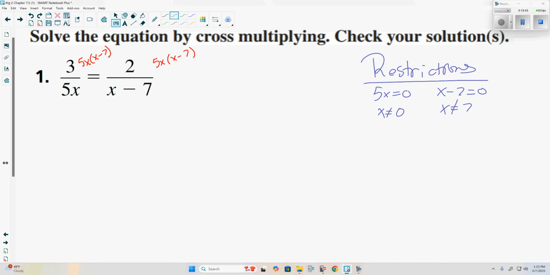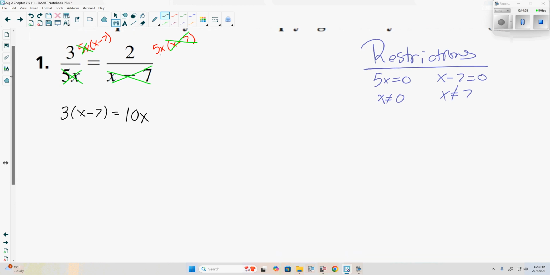On the left-hand side, the 5x and 5x will cancel. On the right-hand side, the x minus 7 and x minus 7 will cancel, leaving us with 3 times x minus 7 is equal to 2 times 5x is 10x. Our next step is to distribute the 3. 3 times x is 3x. 3 times negative 7 is negative 21.